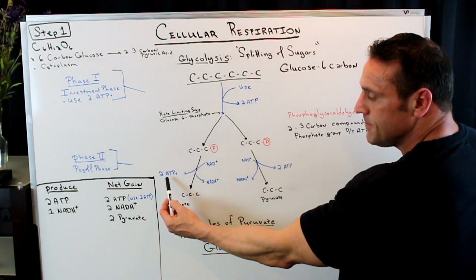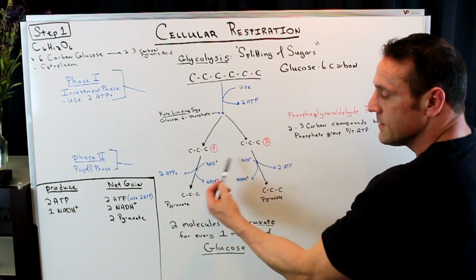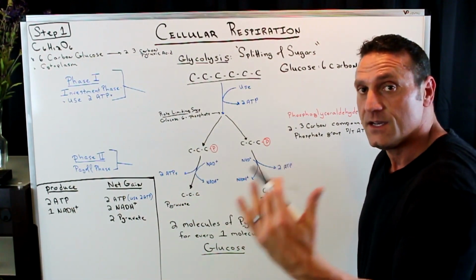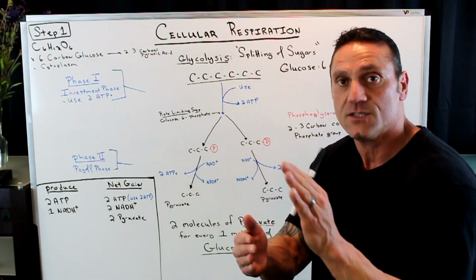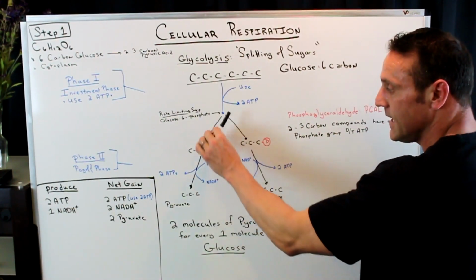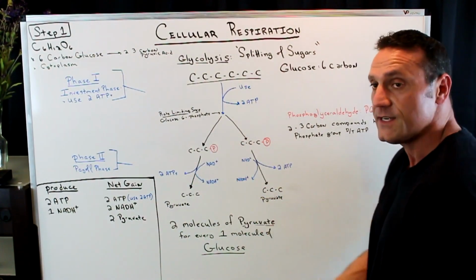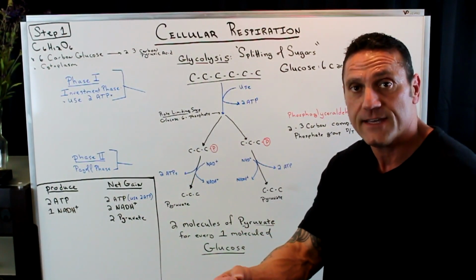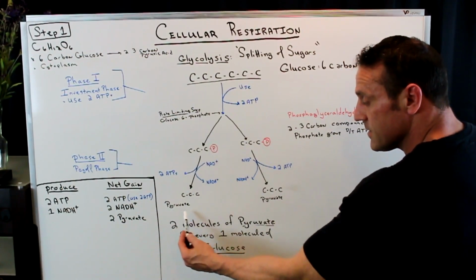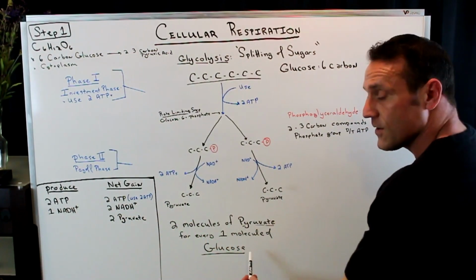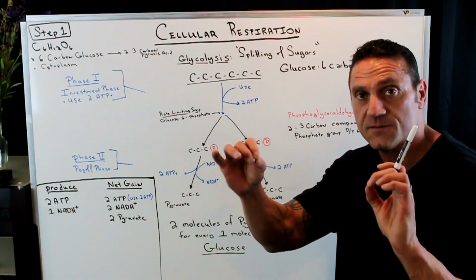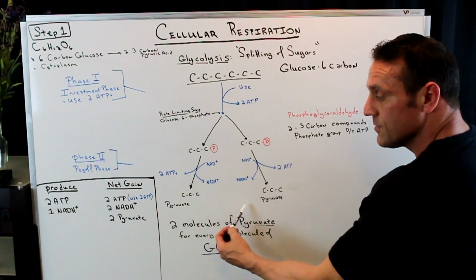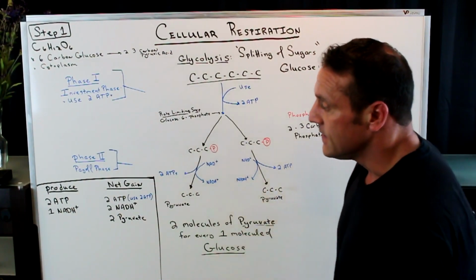You're going to gain 2 ATPs. You're going to gain NADH plus. Again, it's going to be reduced to NADH plus. Remember, reduction is you gain a hydrogen. Now, since it's done twice, your net gain, the payoff, is you're going to have 2 molecules of pyruvate for every 1 molecule of glucose. So 1 molecule of glucose is going to split into 2 molecules of pyruvate or pyruvic acid.